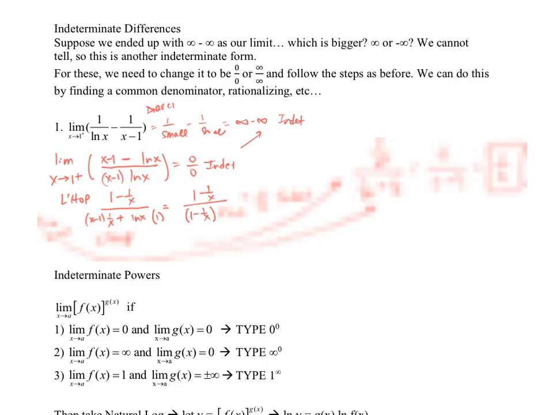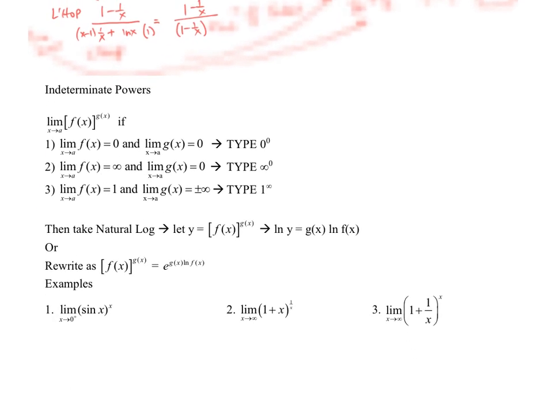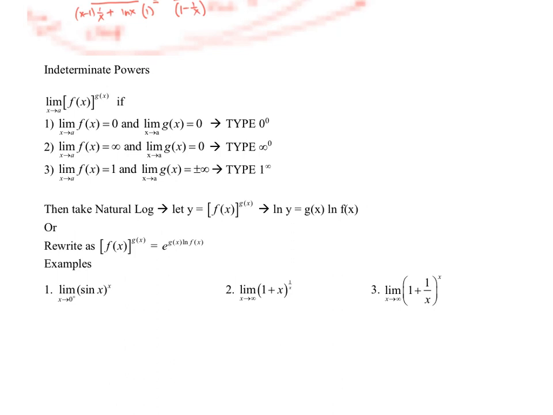Okay, moving on, and now we've got indeterminate powers. So if we have any of these situations, f of x to the g of x, and the limit as x approaches a. If they are both 0, you have the type 0 to the 0 power right here. And if you've got one as being infinity, the other as being 0, this is infinity to the 0. This is also an indeterminate power. And then 1 to either plus or minus infinity, 1 to the infinity or negative infinity, is also an indeterminate power. So all these are indeterminate powers.